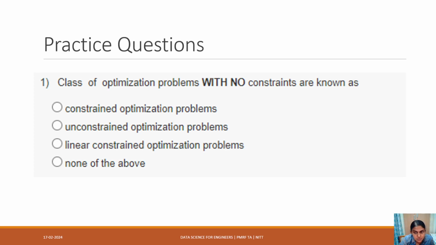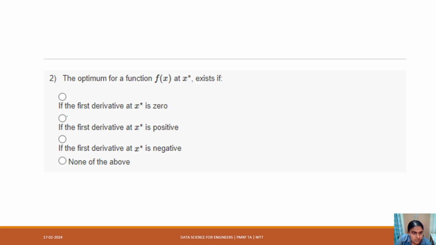Class of optimization problem with no constraints are known as, I can give you A, B, yeah, unconstrained optimization problem. Partially I'll explain. Optimum for a function f of x at x star exists if A.